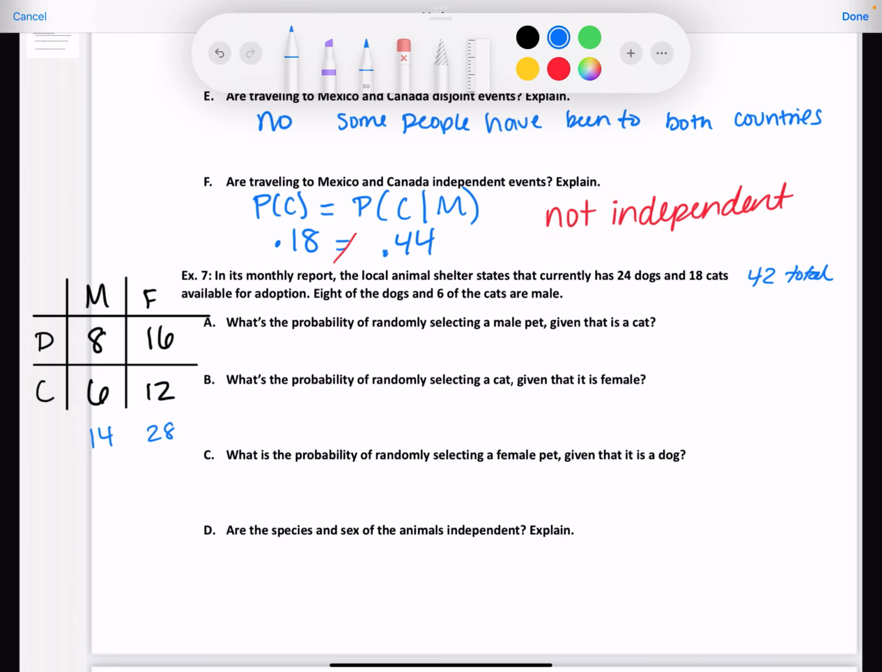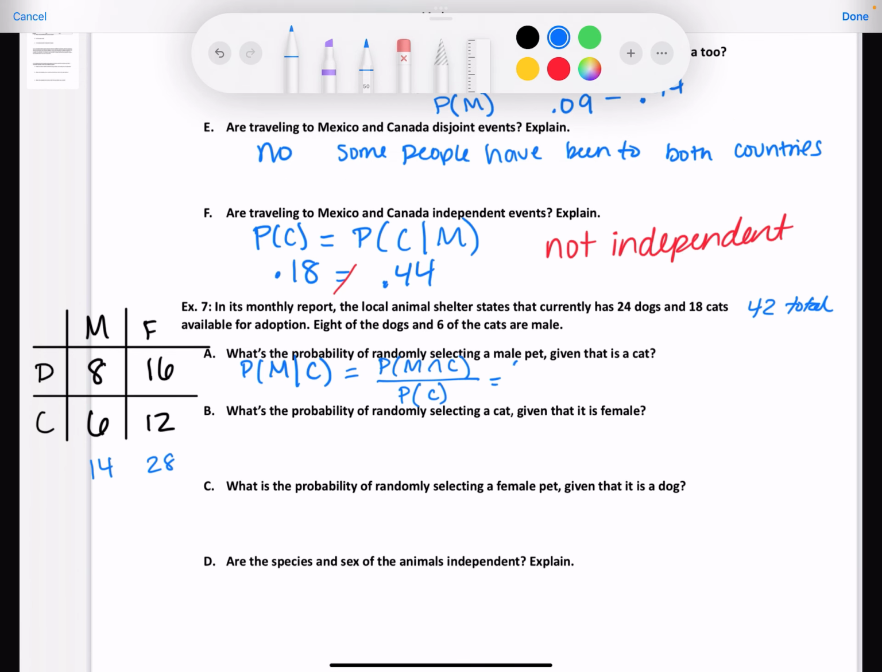All right, so selecting a male pet given that it is a cat, so that is the probability of male given that it's a cat. So we have the intersection of the two, so the probability of male intersected with cat divided by the probability that it's a cat. It's always the second thing. So male and cat, there's 6 of those out of the total number of cats, which is 18. So that would be 0.33.